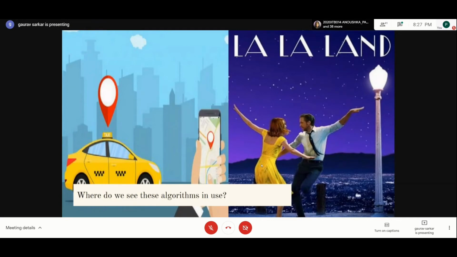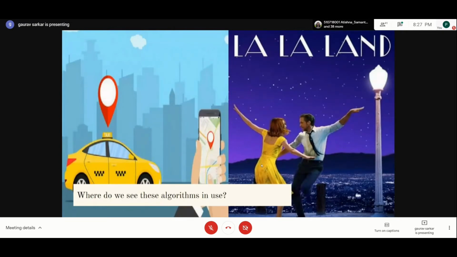You guys understood the example, like what Ola Cab is doing for increasing its economy? Yes. Nice. So this is the example of k-means clustering.